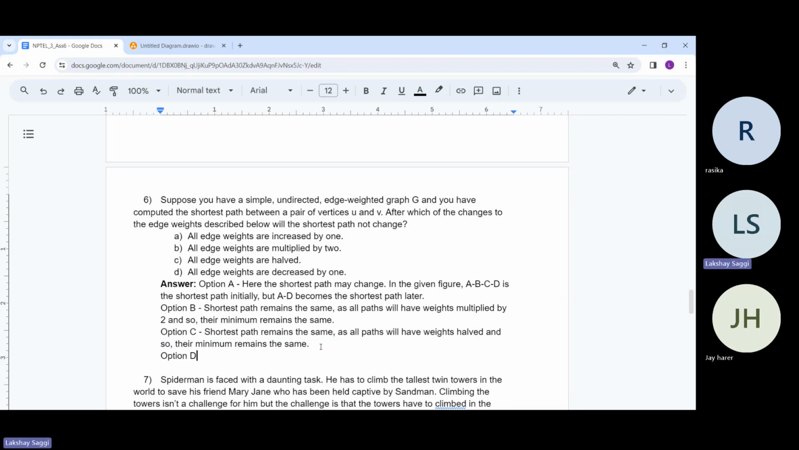Similarly, option D. Now option D is all edge weights are decreased by 1. So if all edge weights are decreased by 1, will the shortest path change or will it remain the same? So I believe you can answer this by the discussions we have already had earlier, that in this case also the shortest path may change. And why is that the case?